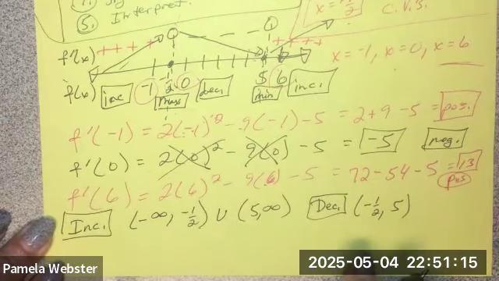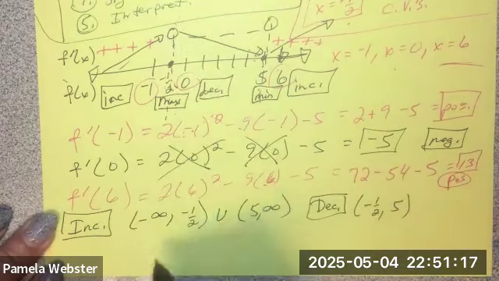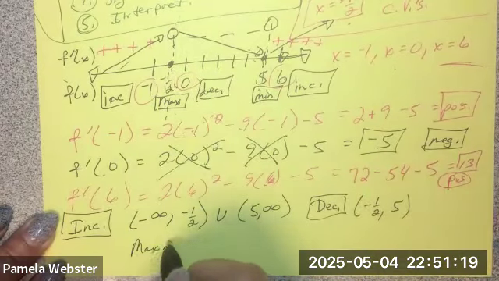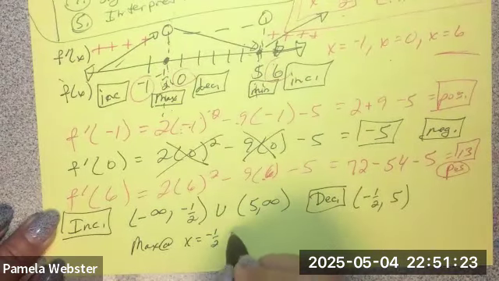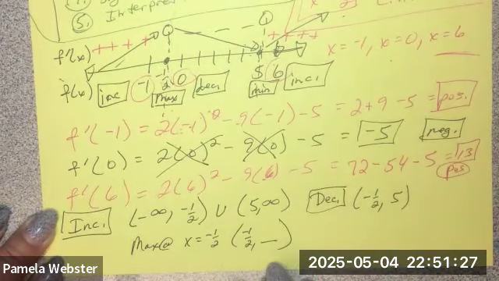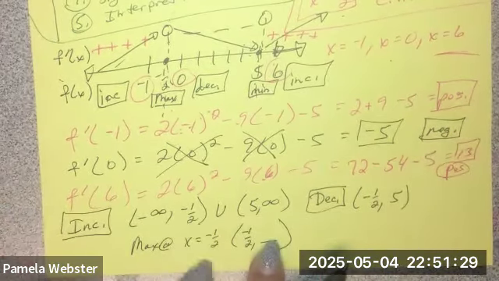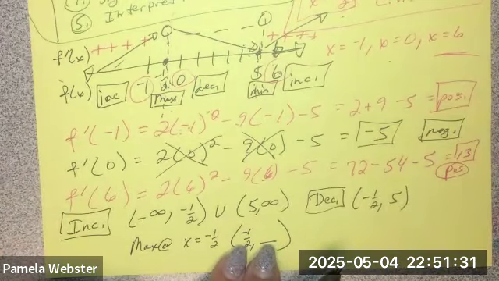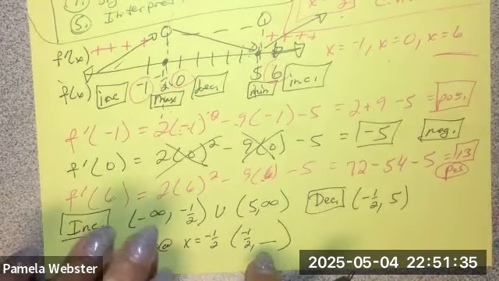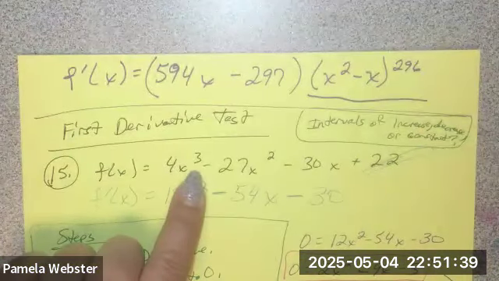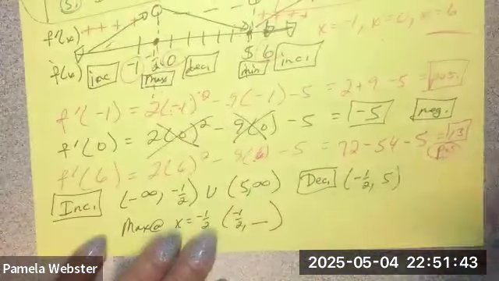And then last but not least, it asks for maxes and mins. So there's a max at x equals negative 1/2. If we wanted to, we could find that y value. Where do I find this y value? Do I do it from the derivative? No. This is actually a point on the graph, right? So if I want that y value, I've got to go all the way back up here to the original f of x. So just be aware of that, okay?